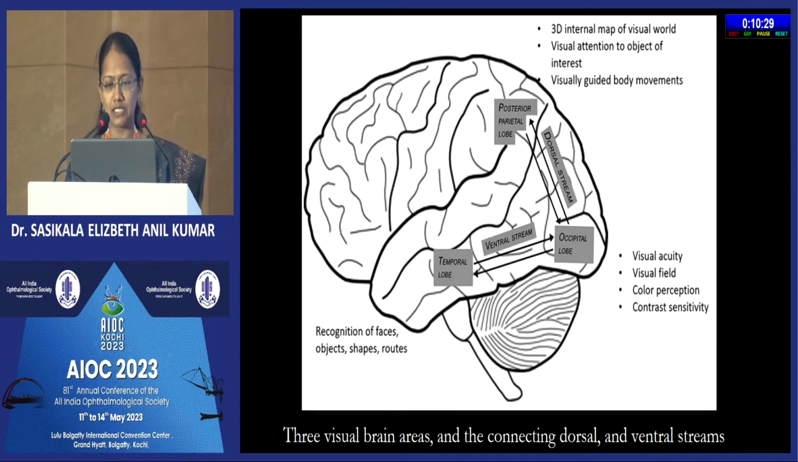How the brain sees, in brief. The visual impulses received are passed on to the occipital lobe. From there, via the dorsal stream, the information is shared with the posterior parietal lobe, which is involved in 3D vision and visually guided movements, and via the ventral stream to the temporal lobe, which is responsible for recognition of faces, objects, and routes.